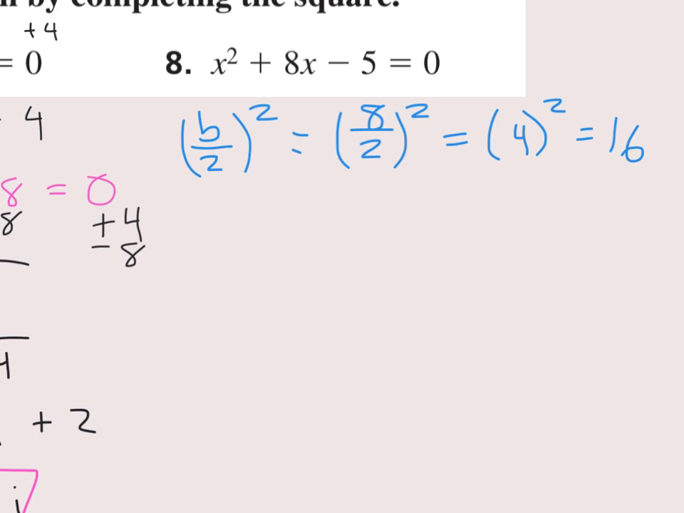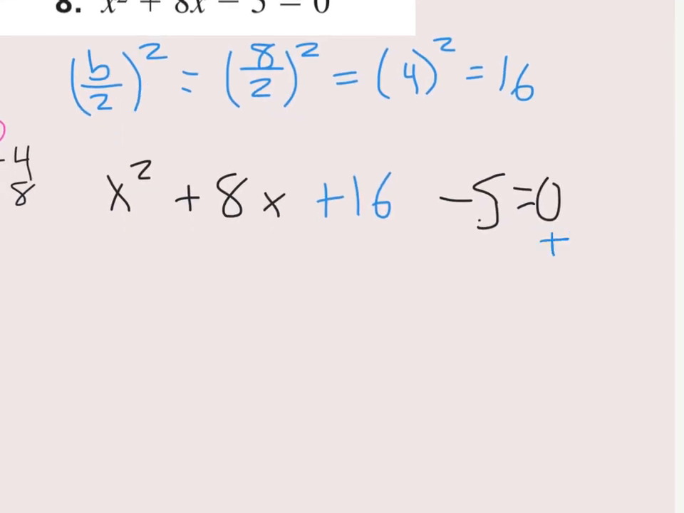So we have x squared plus 8x minus 5 is equal to 0. And I'm adding 16 here. So I need to add 16 to the right side also. Now we have a perfect square trinomial here. What is our binomial going to be? What goes inside of our parentheses? Positive 4. X plus 4.